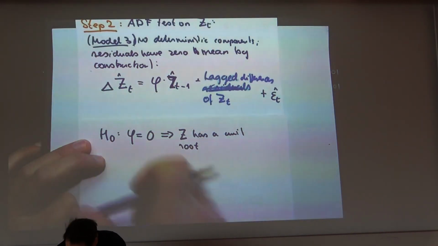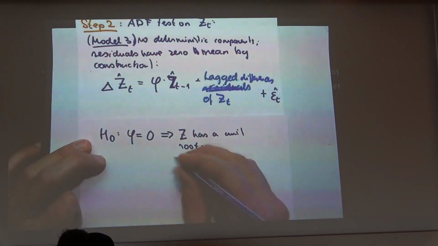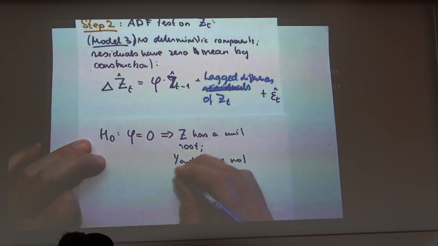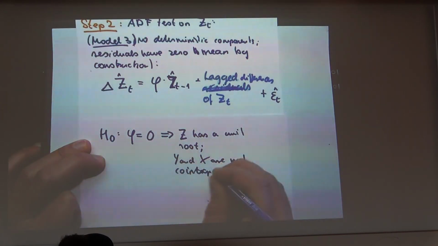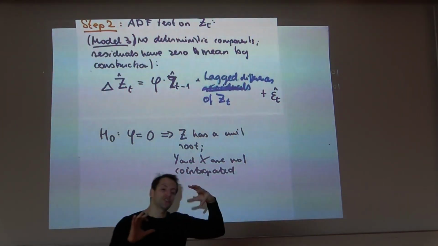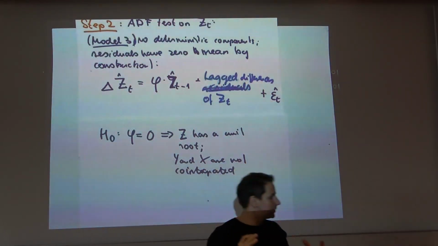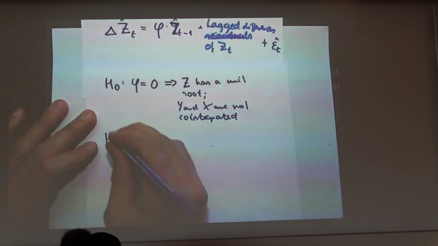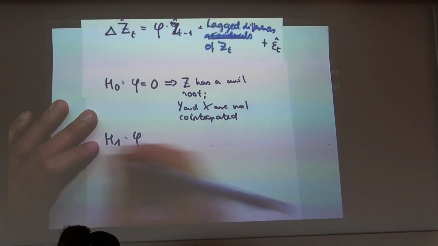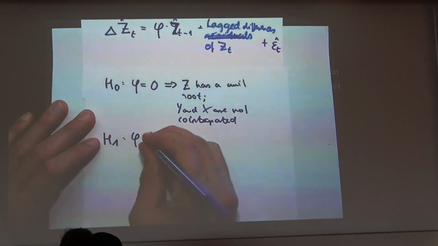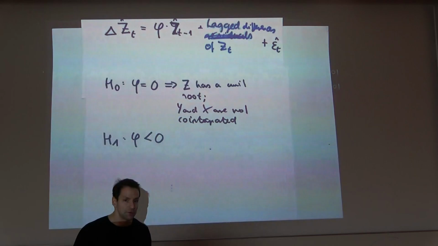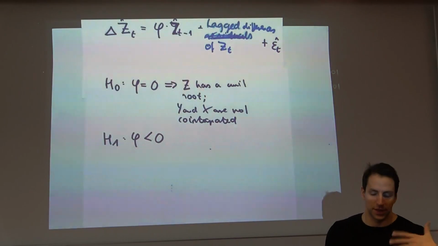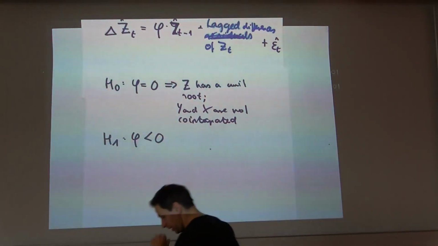So in this case, y and x are not cointegrated, because there is no stable long-run equilibrium between the two. That's what it means. And the alternative is that the parameter phi is less than 0. Then we have an autoregressive process that is stationary.